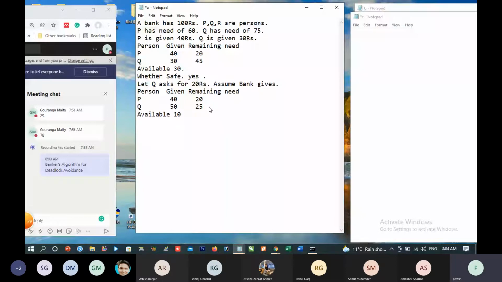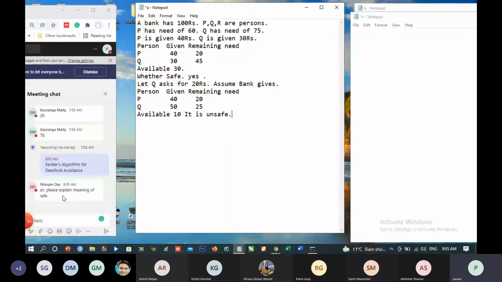Available is 10. Whether the situation is safe? It is an unsafe situation. In this situation, deadlock will take place. Because both P and Q are at present working, but the bank has only 10 rupees.